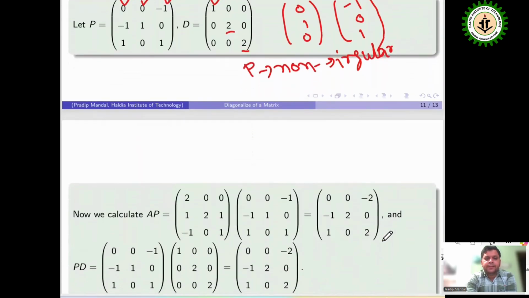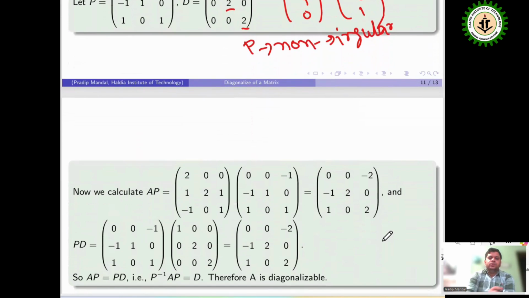Next, we calculate AP and PD. A equals this matrix, and P equals, we write down. Then the product AP: first row, first column, we get 0. First row, second column, we get 0. First row, third column, we get minus 2. Second row, first column, we get this element. Second row, this column, we get 2. And in this process, with simple multiplication, we get this matrix.